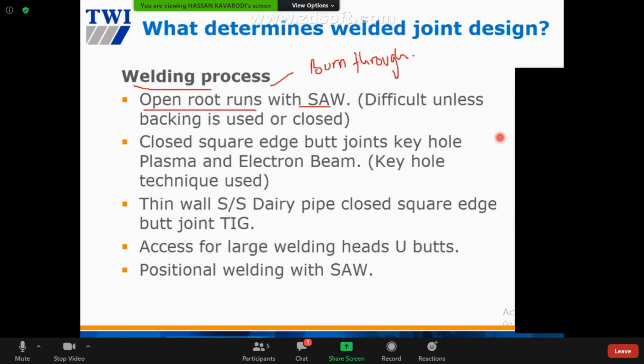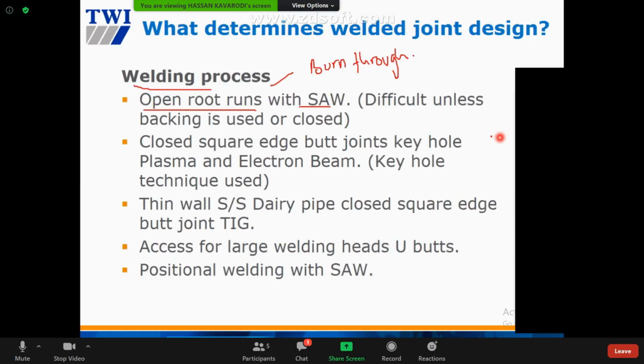So either they use a different process in the root, like MMA or TIG, weld a few layers, root, hot pass, filling pass for a few layers. Then later on, they bring this pipe or plate to SAW. Well, that's a combination process. Can, but SAW alone cannot weld from the root to the cap unless they have backing. You know, kind of like ceramic backing, then okay.